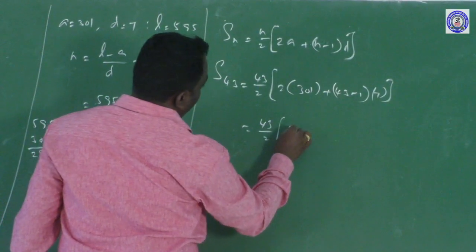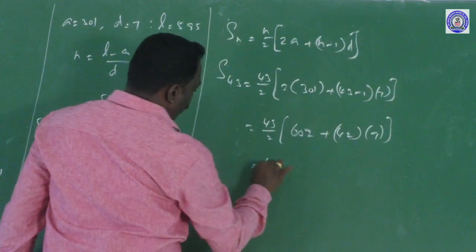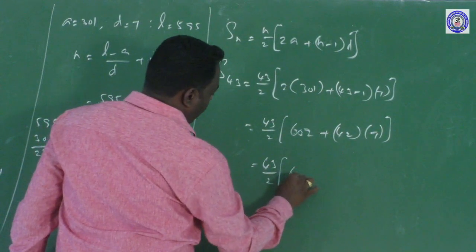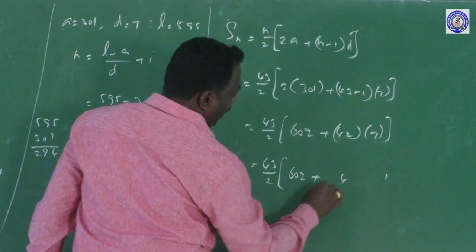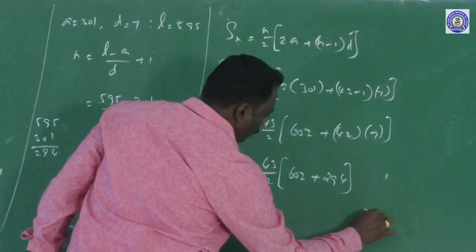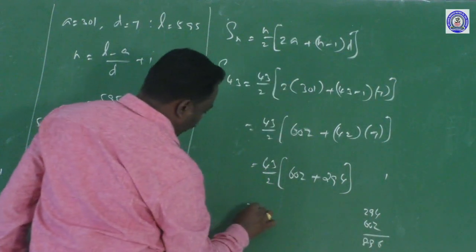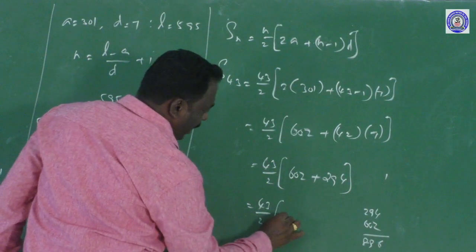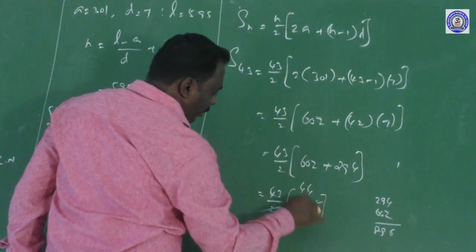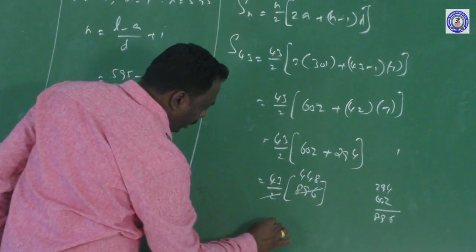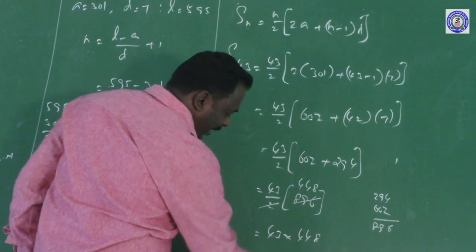43 by 2 in the bracket: 2 times 301 is 602, plus 42 times 7, which is 294. So 43 by 2 in the bracket 602 plus 294, which is 896. Now cancel the term: 896 divided by 2 is 448, so that is equal to 43 into 448. Just multiply these two terms, and we get the final answer.